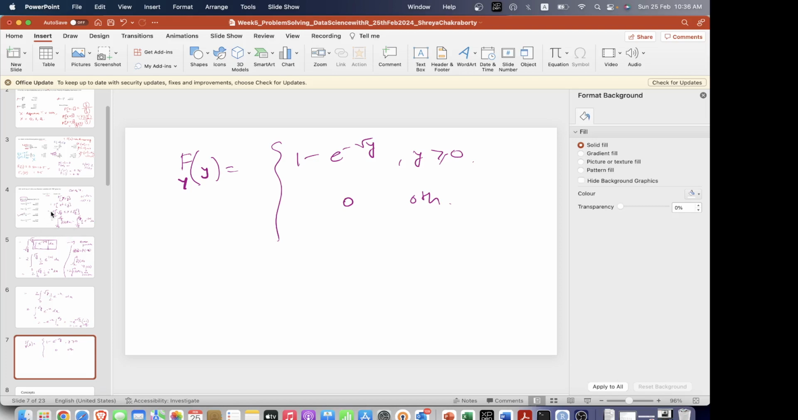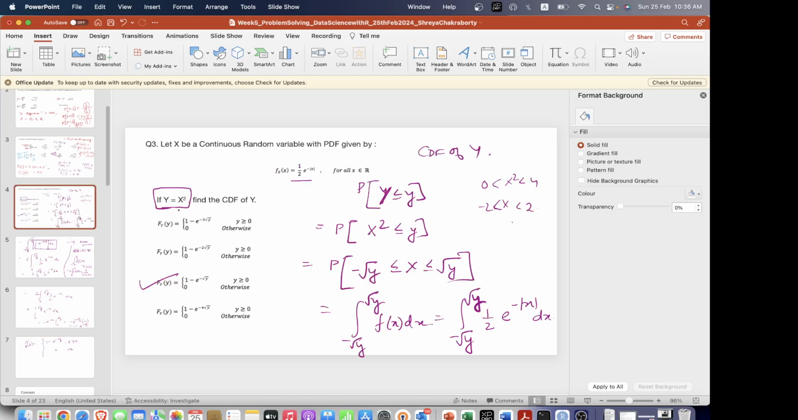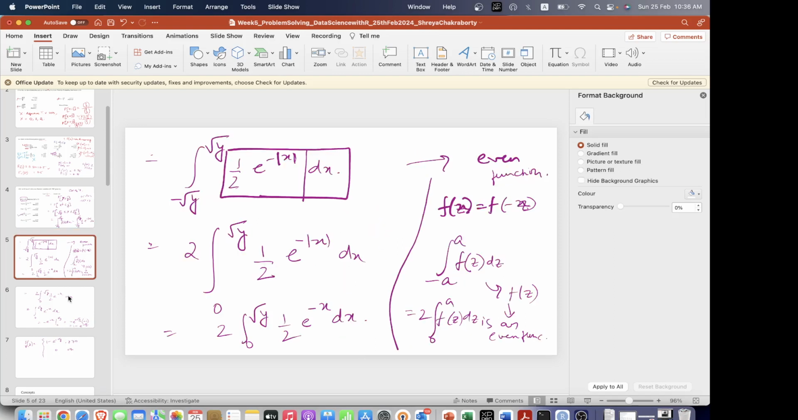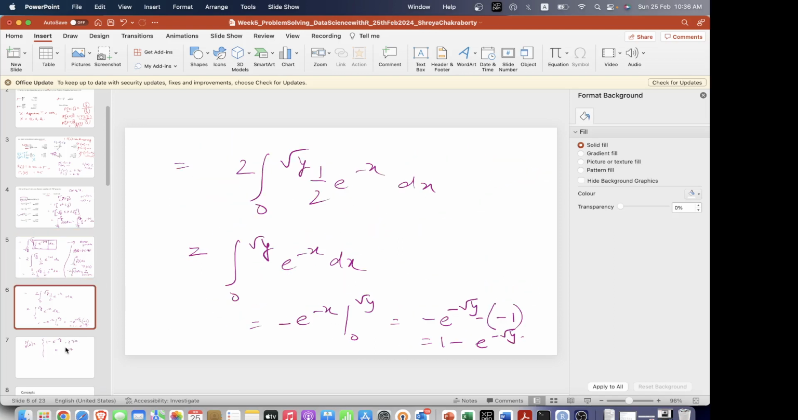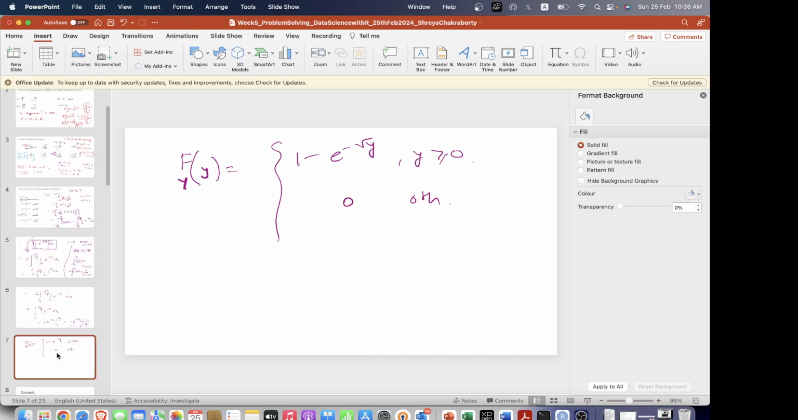Is it clear? If you are given some function g(x), then you just have to put g(x) over here and then proceed with the definition of CDF to land up at the CDF of the function. Is it okay?